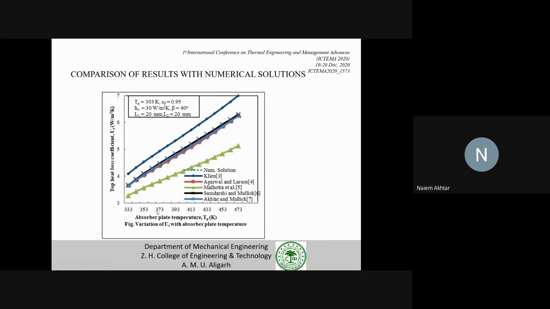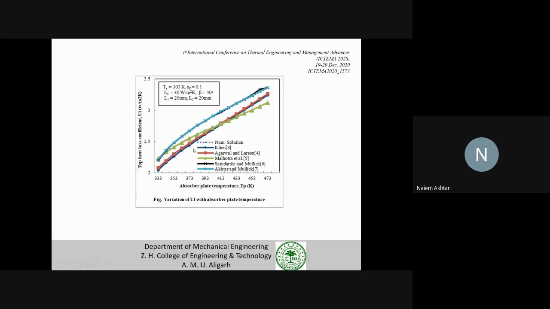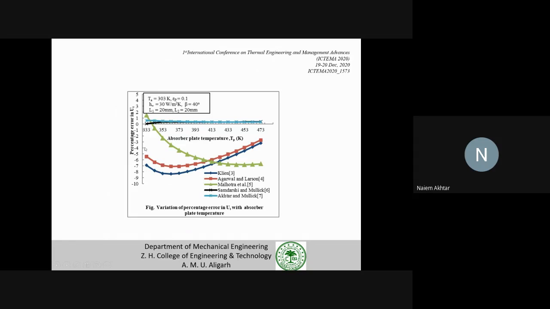If we see the variation with another parameter, the nature is totally different. All these relations give a lower value, and only two relations give values very close to the numerical solution, that is reference 6 and 7. Similarly, if we see the percentage error in the calculation of UT using different correlations for the top heat loss coefficient, the two relations, reference 6 and 7, give values very close to the numerical solution.